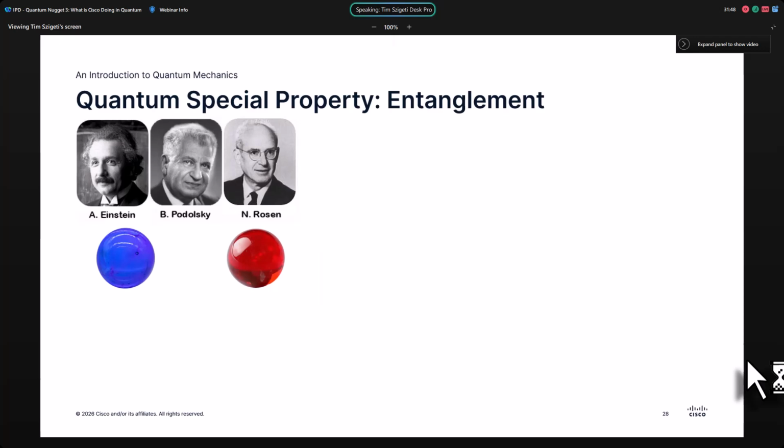And so they said, oh, this is a very strange behavior. Einstein particularly found it difficult to absorb, because he was the one that said nothing travels faster than light. So how is it that there seems to be this kind of communication, if you will, between these particles that seems to happen at faster than light speeds? But he said, no, there's something else going on.